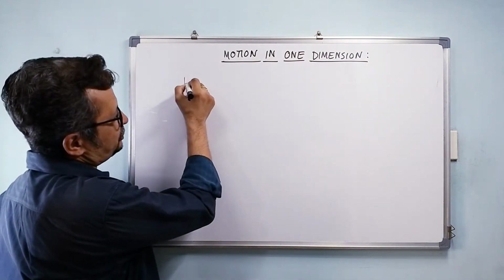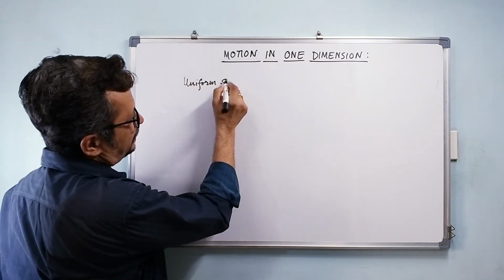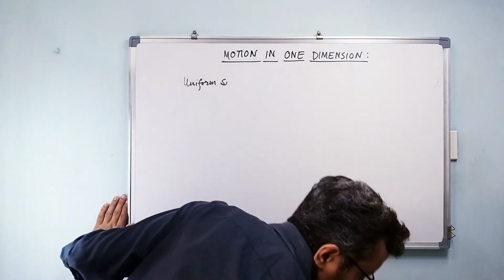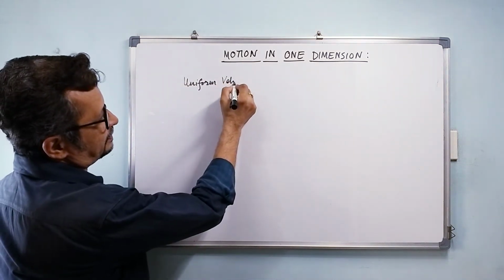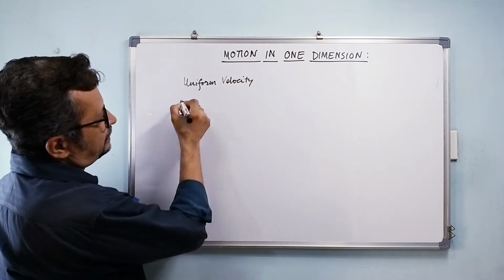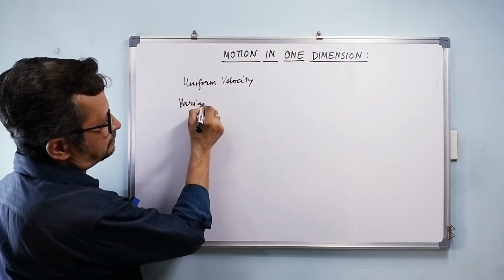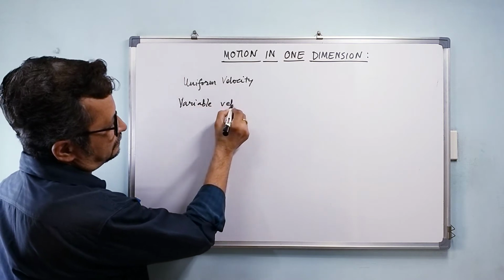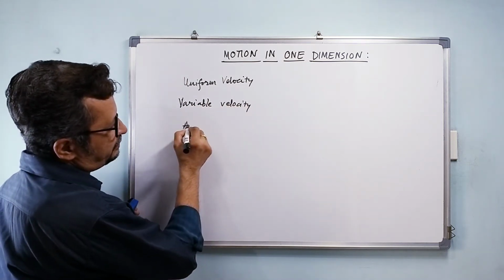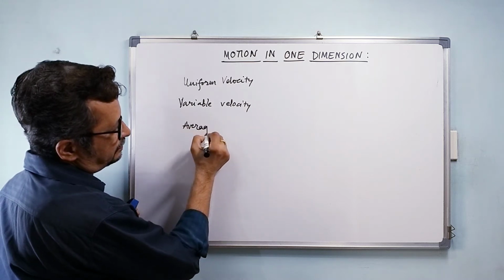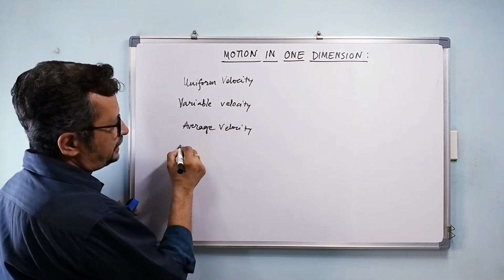My first is uniform velocity, I'll write velocity because we are talking about velocity here, not speed. Then non-uniform or variable, then average velocity, and instantaneous.